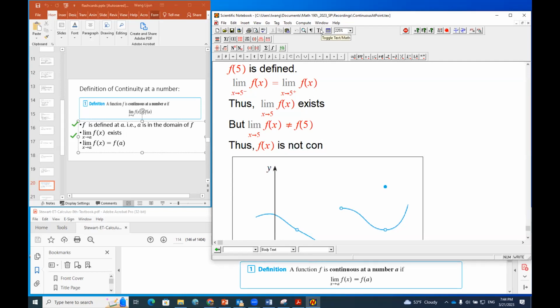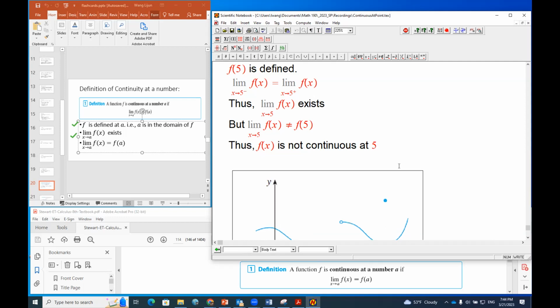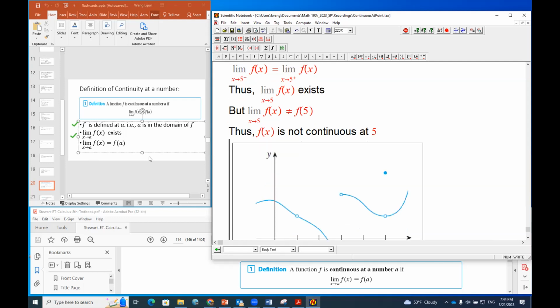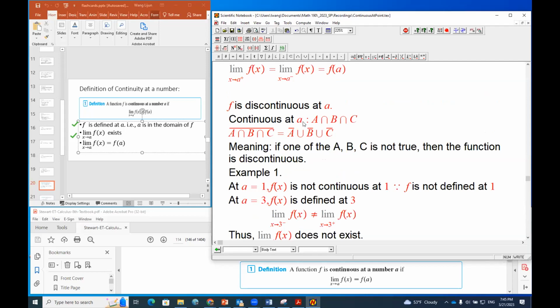at 5. You can also say f of x is discontinuous at 5, so the third condition is not satisfied. Usually if you just mention one of the conditions is not satisfied and you demonstrate it properly, that will be sufficient. Once again, let's look at the logic. Continuous, we have to have A and B and C. Not continuous, we just have to have one of the A, B, C not true, then it is discontinuous.